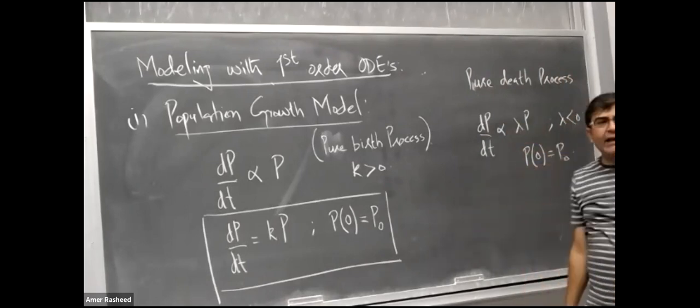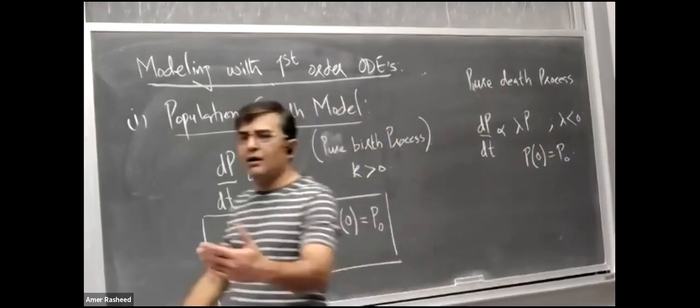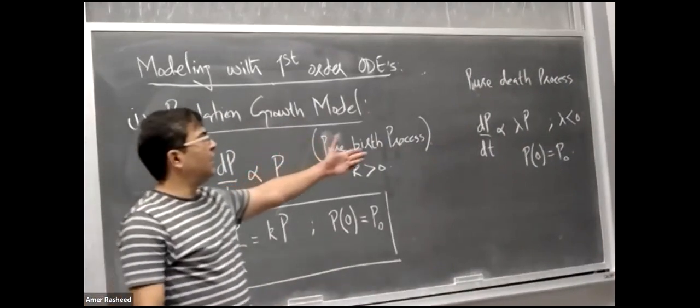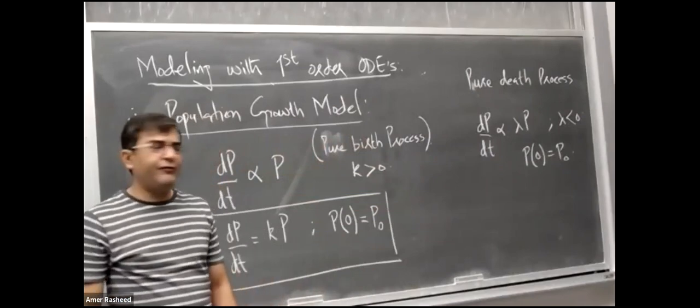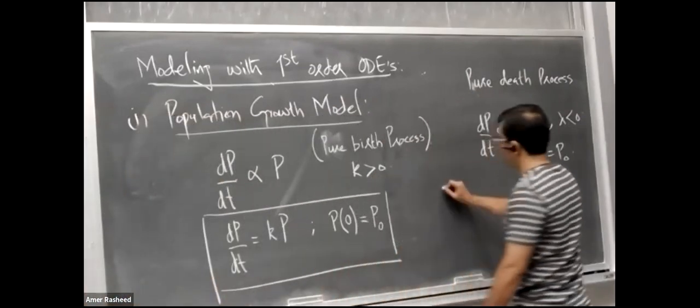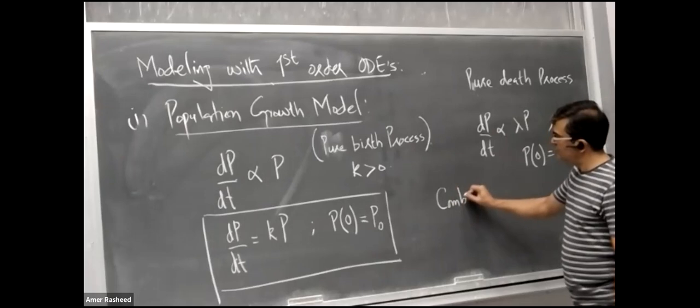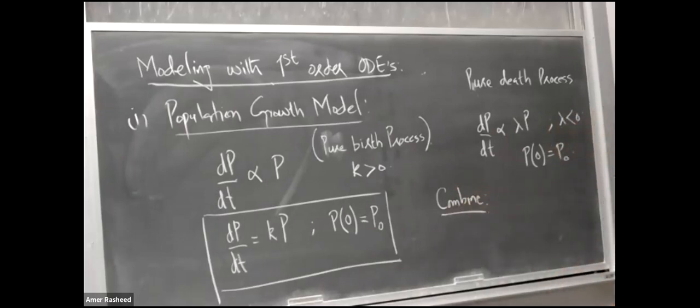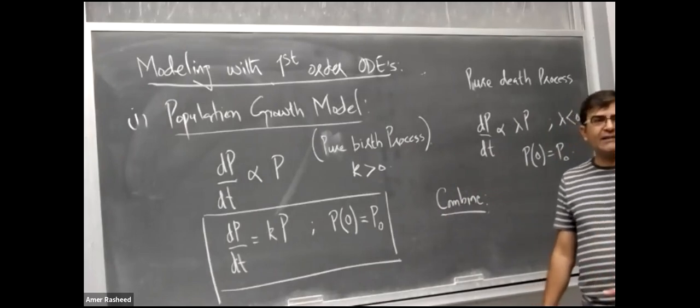Because the people are dying only. We are not considering the birth of new people. Okay? So this is called pure death process. If we combine these two things, then we can incorporate birth as well as death process.